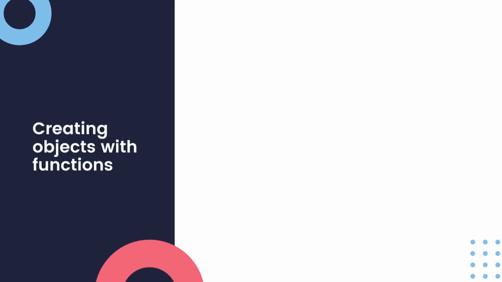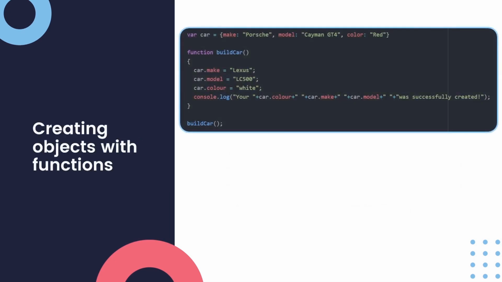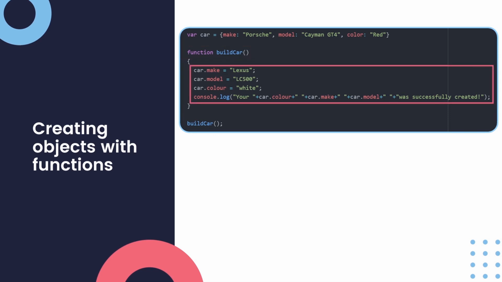Now we can also create objects using functions. And in this example over here, that's exactly what we are doing. We have our first line of code as standard. The only difference here is we are now creating a function called build car to actually build the car. So we call the keyword function. We then specify the name of the function, which is build car. We assign the different values. So the make of the car is Lexus, the model is LC500, and the color is white.